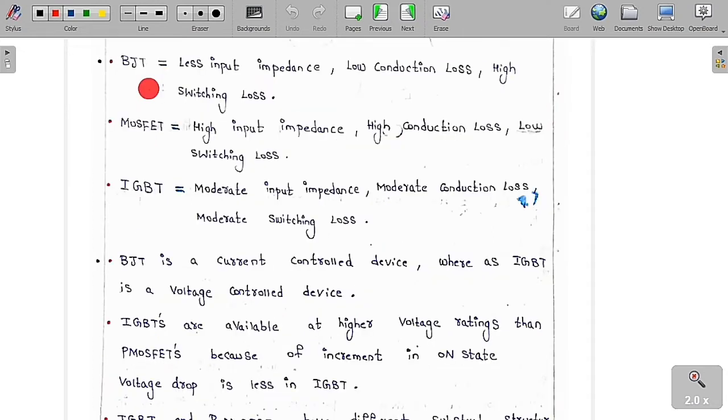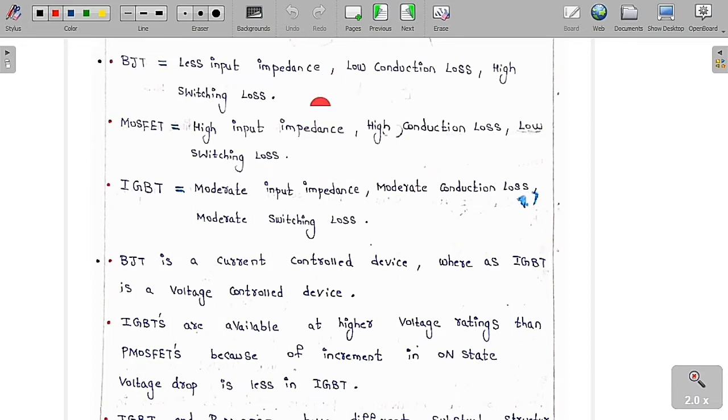So I have already told you, BJT has the less input impedance, low on-state conduction losses and high switching losses. Whereas the MOSFET is going to have the high input impedance, high conduction losses and low switching losses.